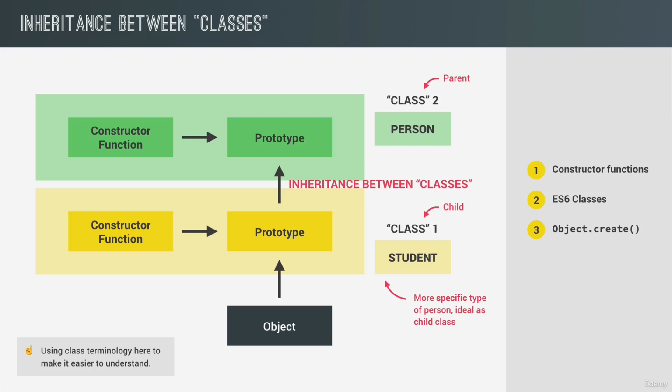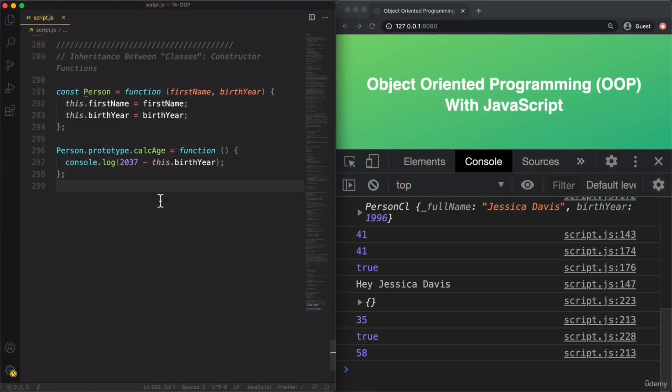All right, but enough talk. Let's put this into practice now. So here I already have the person function constructor that we have been working with in the beginning of this section, and also the calc_h method that we set up on the prototype property of person. So this is just a copy of what we already did. And so now let's continue by building a constructor function for the student.